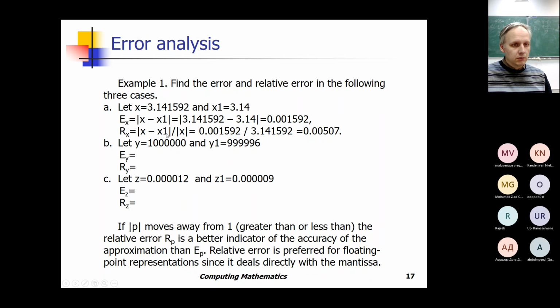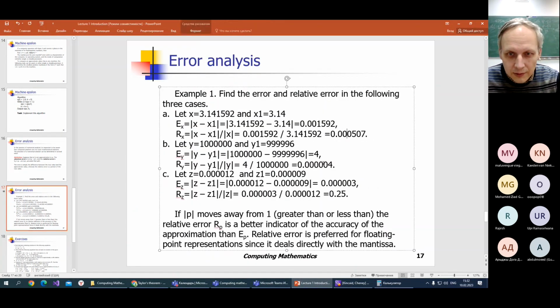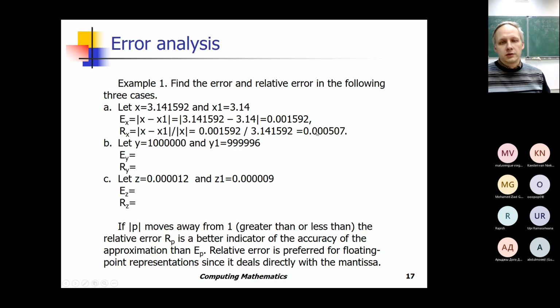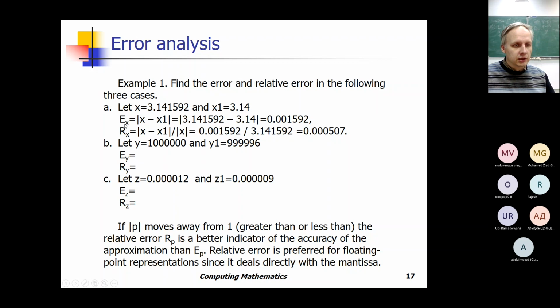Relative error, E over X, and in this case, sorry, I should write here one more 0, like this. It equals 0.0005. Well, when the numbers are approximately between 1 and 10, it doesn't matter what error to use, absolute or relative. But let's consider another case.